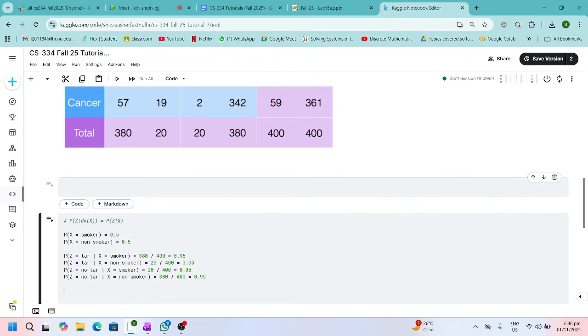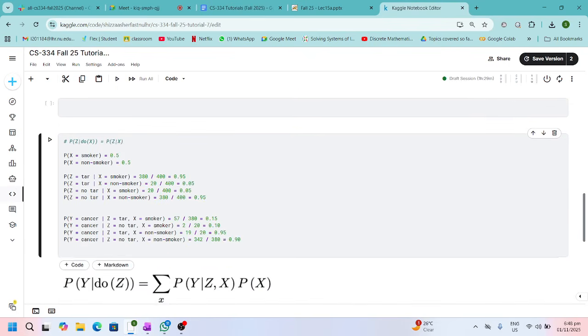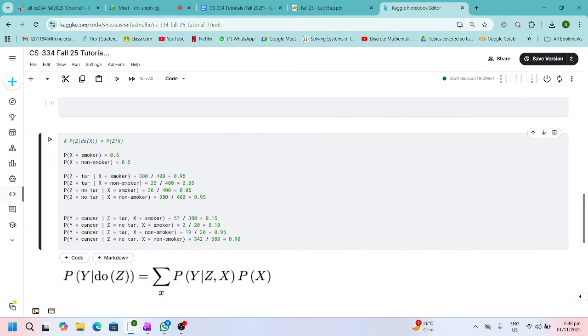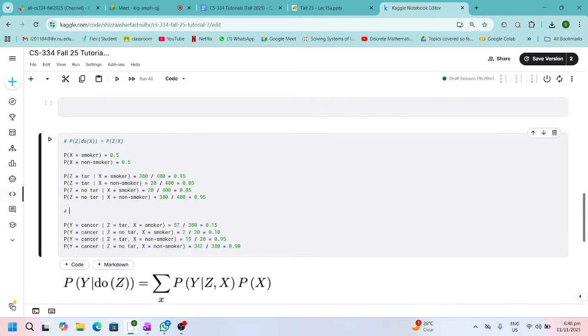So I'm going to move these values down here as well. Above this, let's also write what we are trying to determine at this step. What part of the computation are we on? Do Z.